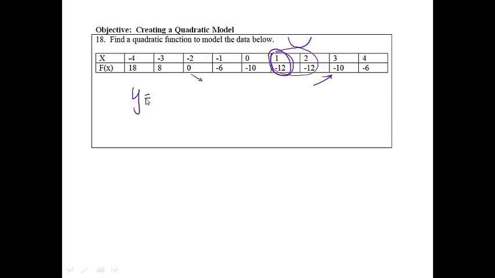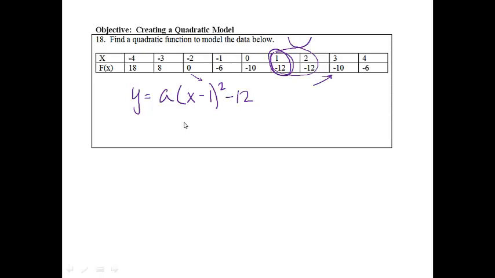So I'm going to have y equals, if this was a positive 1, in order to get me to go a positive 1, I'm going to have to do x minus 1 squared. And then to get me to go down 12, we would put minus 12 in our equation. And then remember, we're going to be looking for the a.